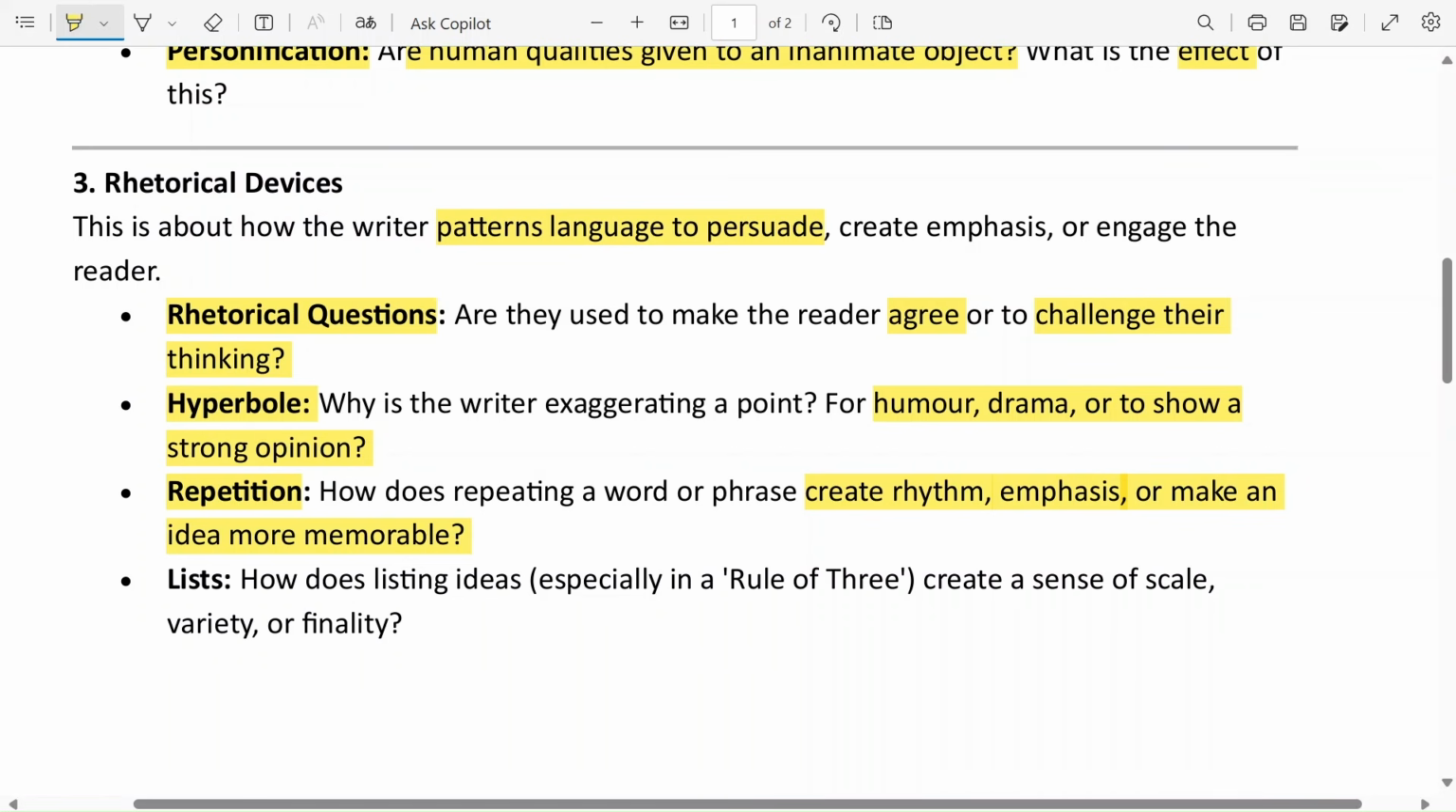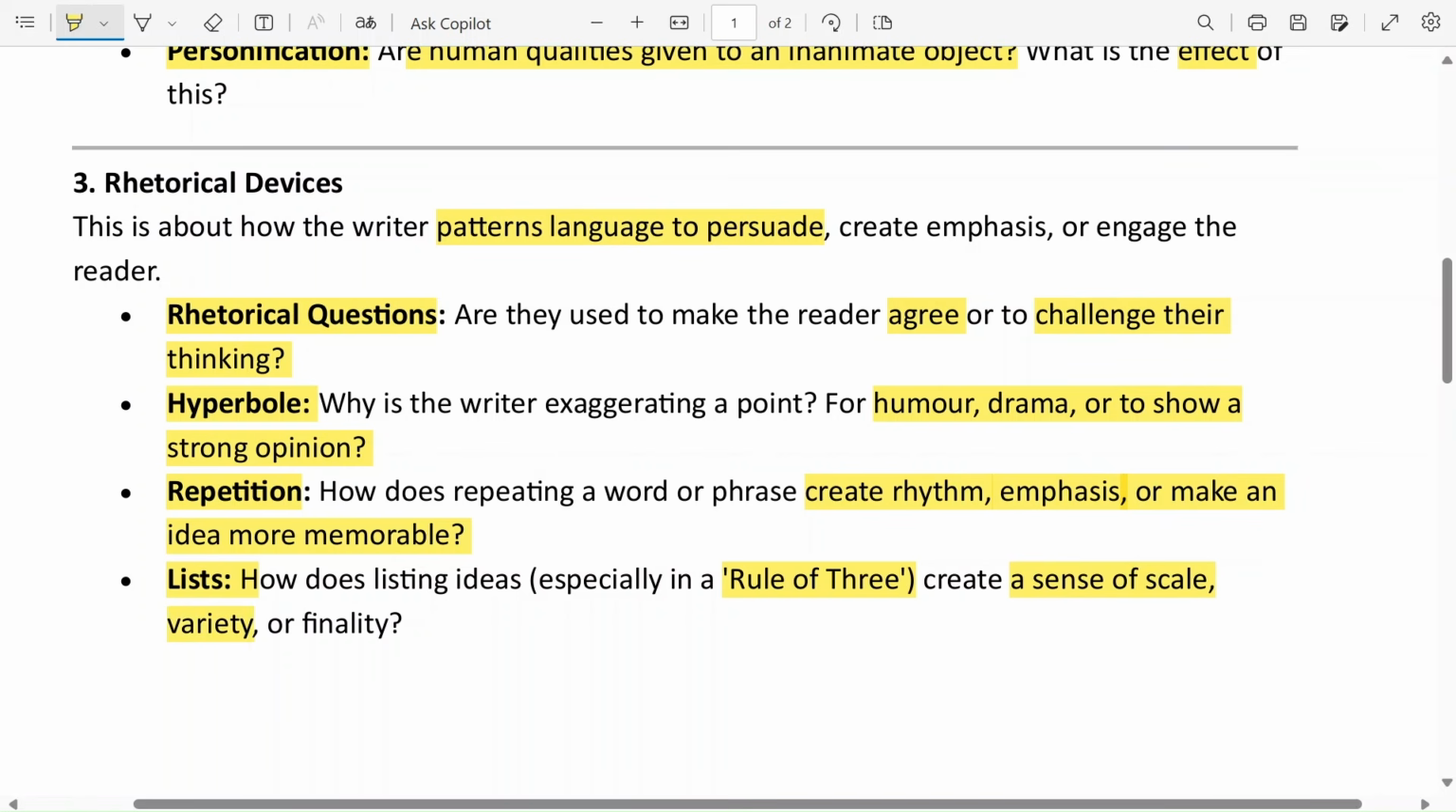Then you can pay attention to lists, especially the rule of three. Lists can serve several different purposes. They can create a sense of scale, which makes you feel that the topic is massive and that these examples that the author mentioned are just a small snapshot of a larger picture.